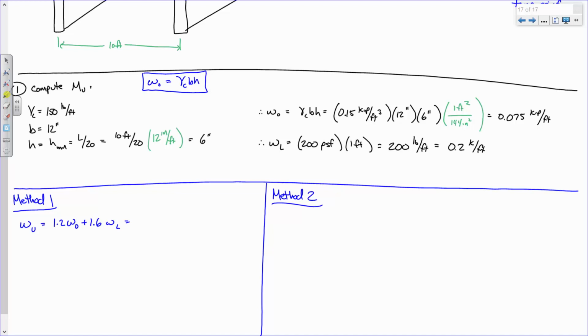And just help me out, what does that come out to be? Remember, we apply our load factors, 1.2 for the dead, 1.6 for live. No superimposed dead, just the self-weight. 0.32. Do I have a second on that? For this?